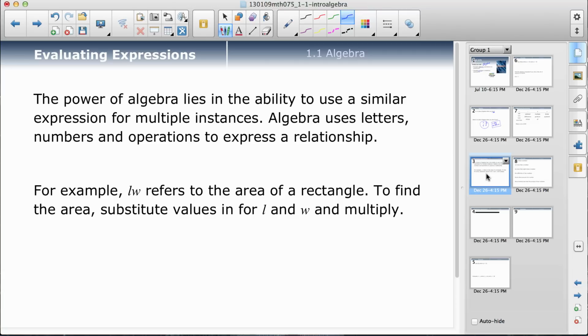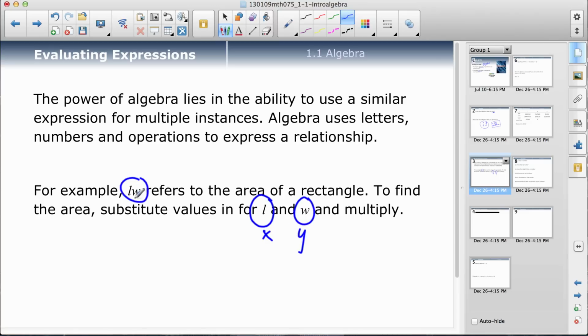Okay, so the power of algebra actually lies in those x's and y's, or the ability to use a similar expression for multiple different applications. So algebra uses letters and numbers, constants sometimes, and operations to express some kind of relationship. For example, this relationship you've all probably seen before, length times width, and it refers to the area of a rectangle. So to find the area, all you have to do is figure out what the length is, figure out what the width is, multiply the two, and you come up with the area. I could have used an x and a y or any other kind of letter there that I wanted to.